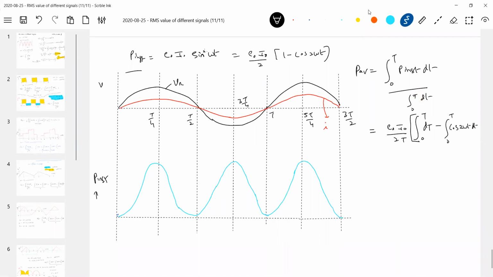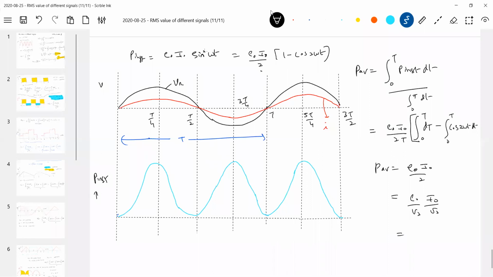What is one cycle? This is one cycle. Already I think you are able to see this. Let me show that one cycle here. This is one cycle. What is the average power? Finally, I am ending up with E naught I naught by 2.